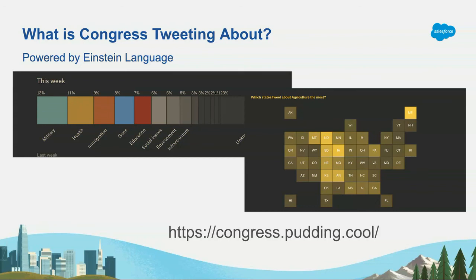What is Congress tweeting about? We partnered with Pudding.co. They do data visualization, and we defined a bunch of categories, like the top categories that are covered in politics. Then we analyzed all the different tweets from all of our different Congress members. You can drill down by different representatives, different topics. You can see here, for example, which states tend to cover agriculture. So you can really have fun playing around with the different data and gaining insights from it. If you want to take a look at that, it's available at congress.pudding.co.